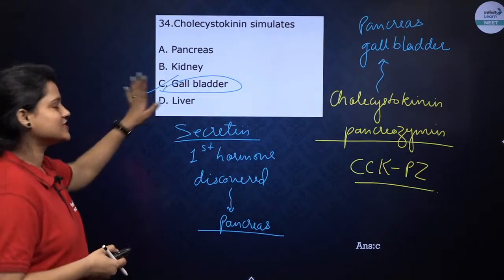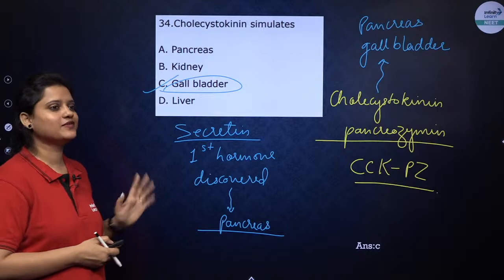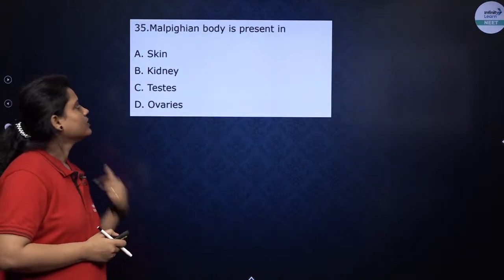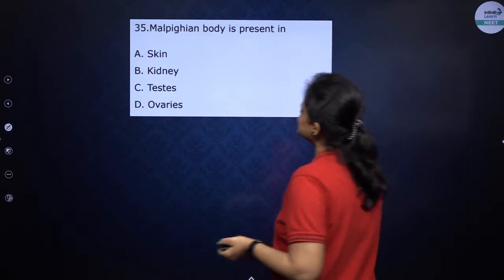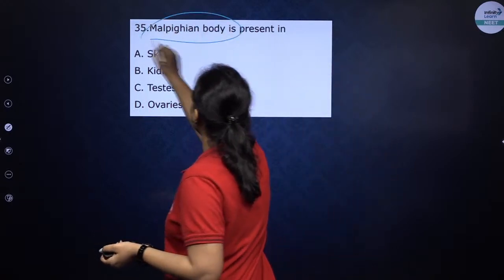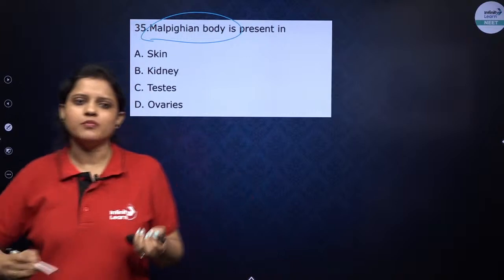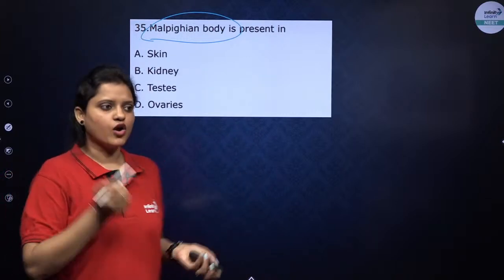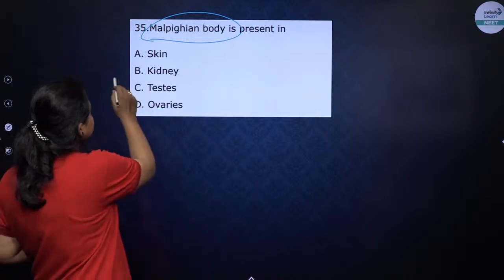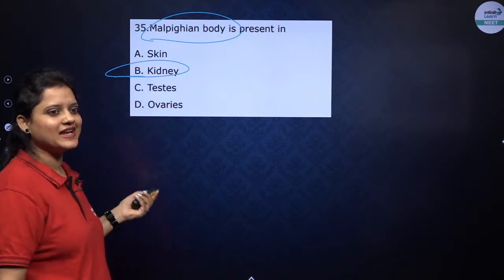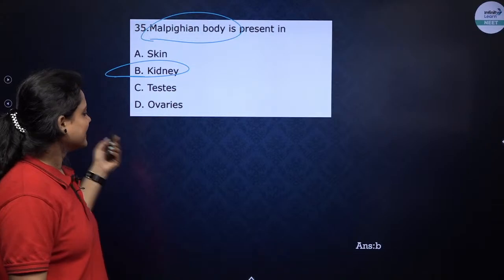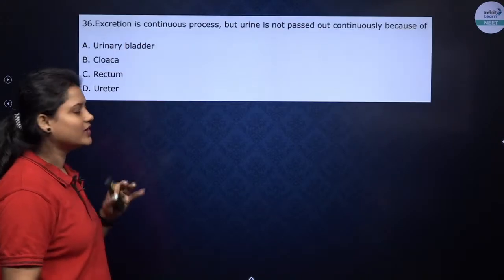करेक्ट ऑप्शन फॉर दिस क्वेश्चन वाज गॉल ब्लैडर. ओके एवरीवन, चलो नेक्स्ट क्वेश्चन. बहुत ही सिंपल क्वेश्चन है. मालपीजियन बॉडी इज प्रेजेंट इन, मालपीजियन बॉडी that consists of glomerulus and Bowman's capsule. Obviously, it is present in kidneys. ठीक है, without any like Pujita, thanks. So correct option was B without any exception.